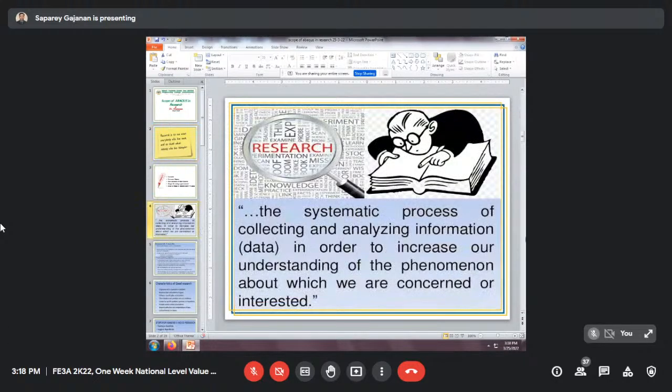A wonderful quotation, or a definition we can say, regarding research: the systematic process of collecting and analyzing information, data, in order to increase our understanding of the phenomenon about which we are concerned or interested. This is a definition which you can find on the internet. Google it, you will find it.